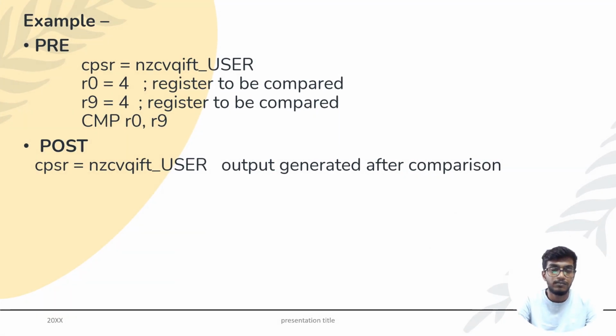This is an example for the comparison instruction, where R0 and R9 are compared and the post CPSR is equal to; no output is generated after the comparison.